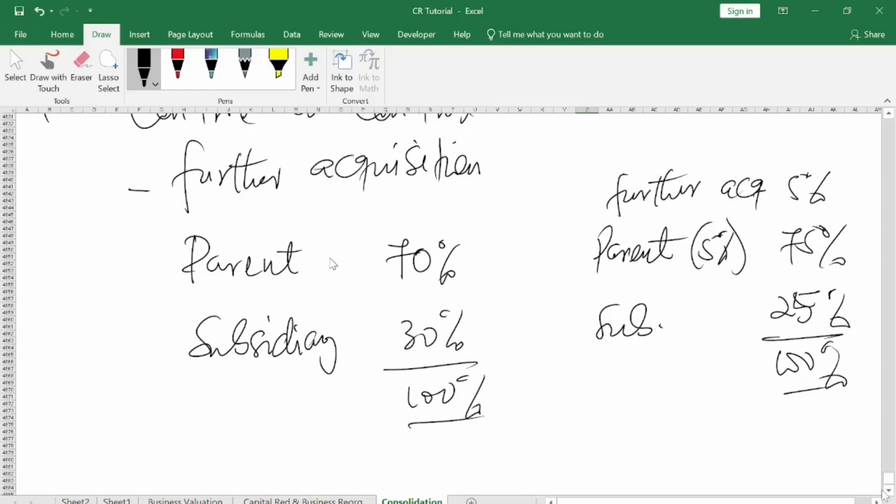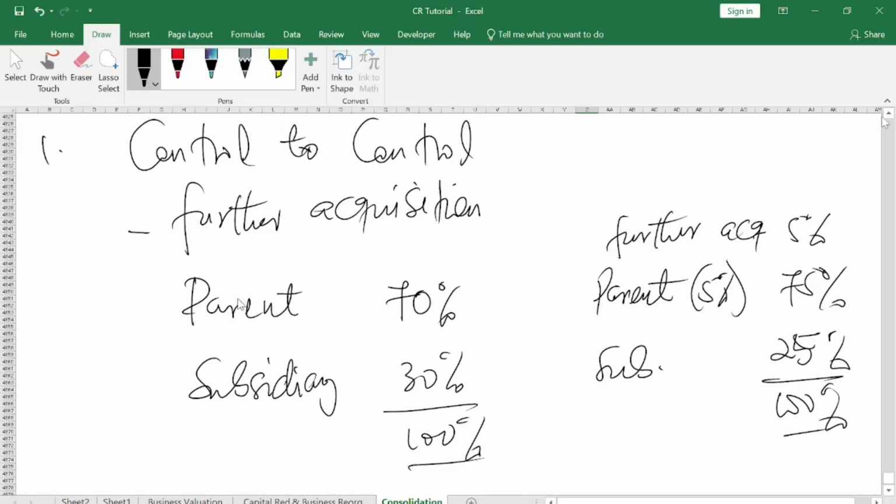Under further acquisition, let us pick an example and work on it. After that, we look at the other option under control to control. So here, when that happens, clearly you can see that though the company has further acquired shares of the subsidiary, it is still controlling the subsidiary. That is why we call it control to control. The next action that the company has taken, they are still in control of the subsidiary.